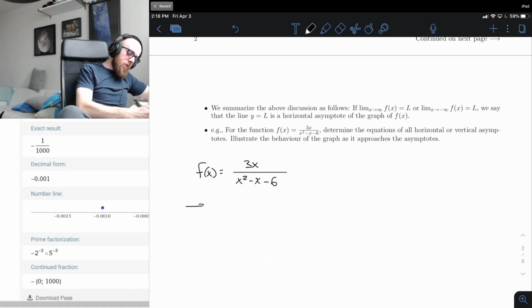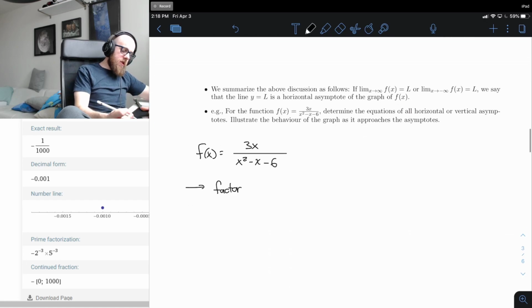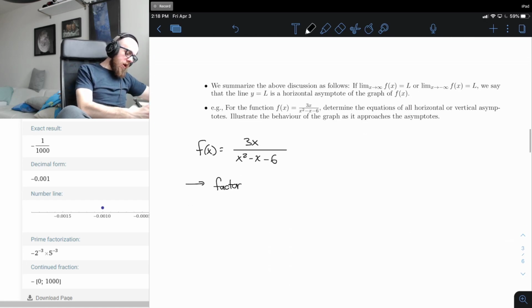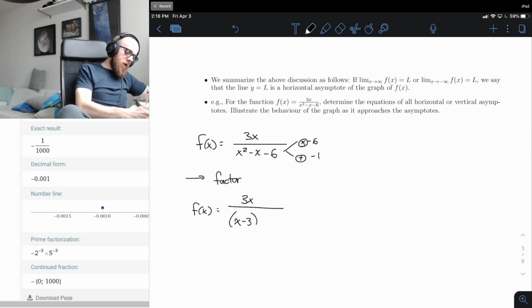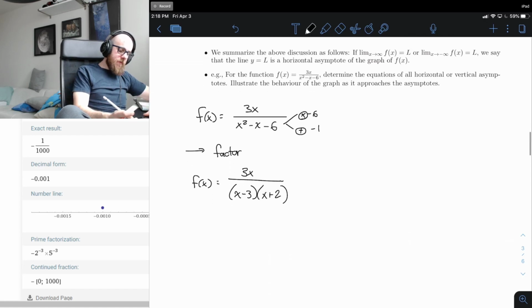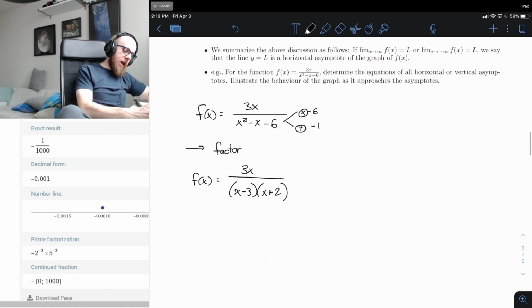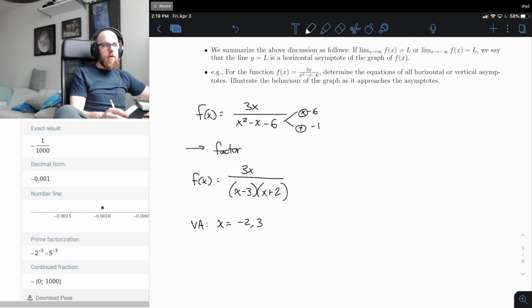The first thing we want to do to figure out our vertical asymptotes is factor. So let's factor everything we see here. f of x is 3x, and I can't do anything in the numerator. In my denominator, I have to multiply to -6 and add to -1, so that'll be -3 and +2. What this tells me is that I have two vertical asymptotes, at x equals -2 and x equals +3.